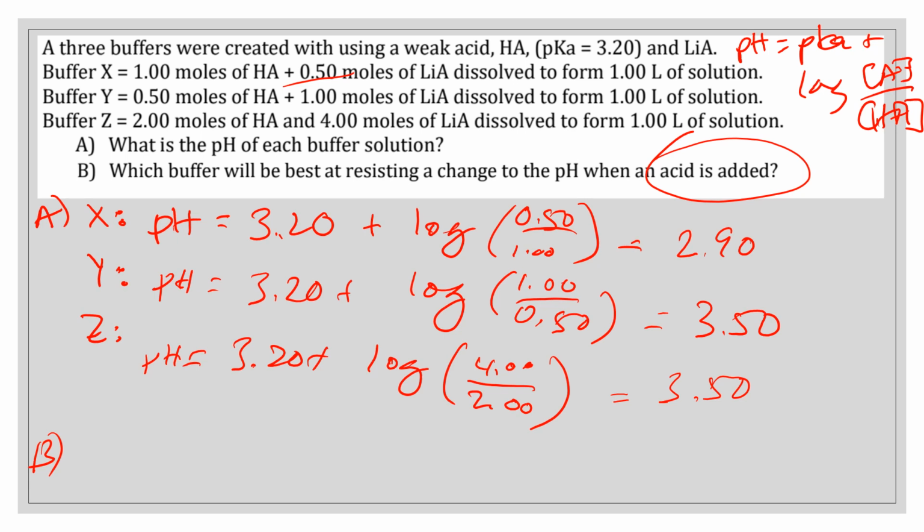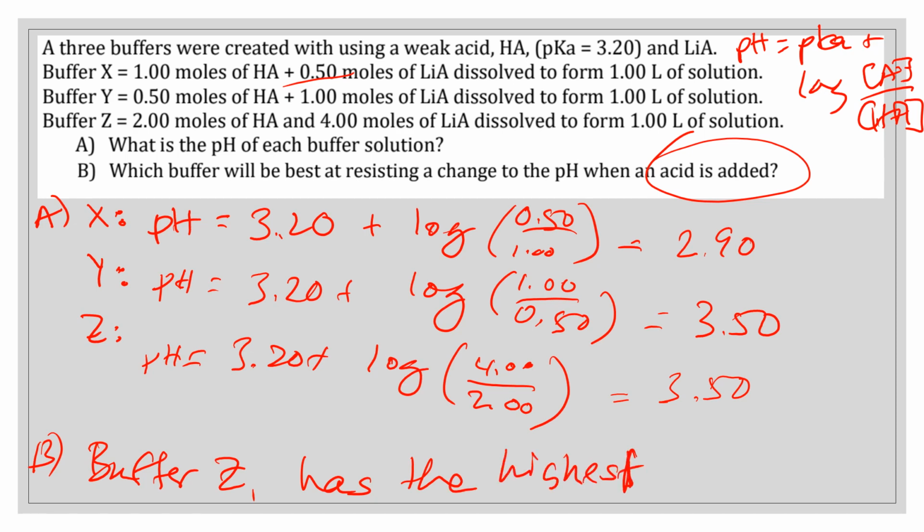So the answer will be buffer Z, as buffer Z has the highest concentration of the conjugate base, so it's going to resist acid more.